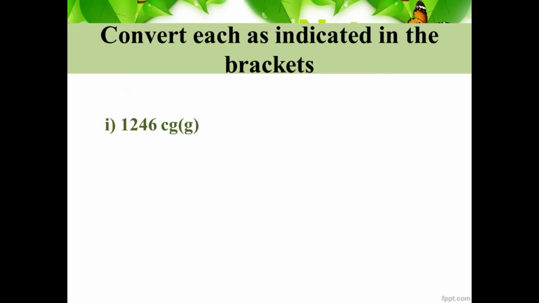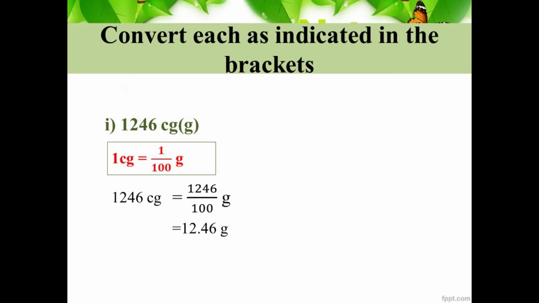Now, from Cg to G, we have to move 2 steps. Therefore, we have to divide the given number by 100 to convert Cg to G. 1 Cg equal to 1 by 100 G. The question is 1246 Cg. To convert into gram, we have to divide it by 100. Therefore, we get 12.46 gram. Therefore, the answer is 12.46 gram.